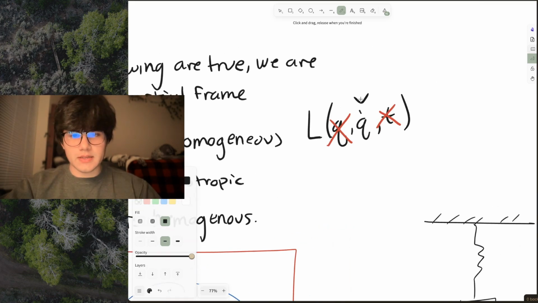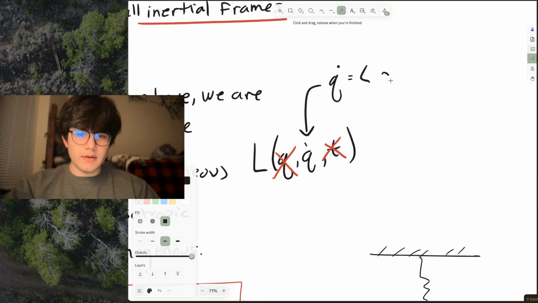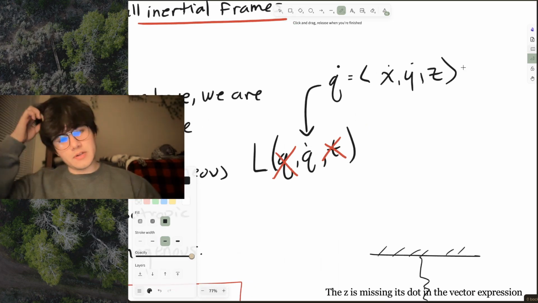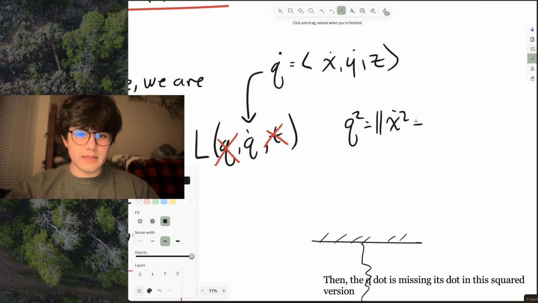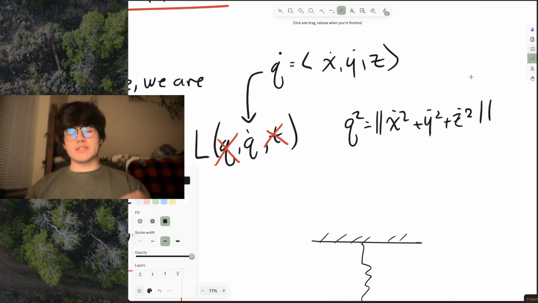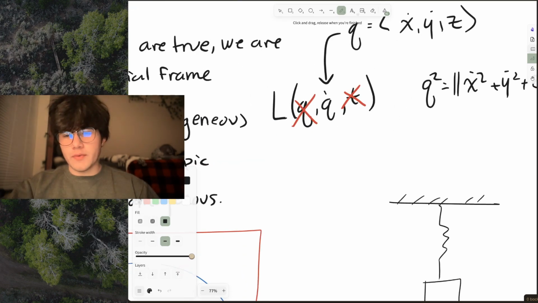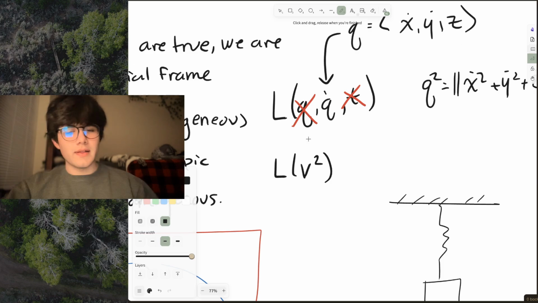So think about this q dot, right? This q dot is some vector of x dot, y dot, z dot, and this inherently has some sort of direction. So if we raise it to an even exponent like 2, then it turns into something like this, which is a scalar and doesn't have any direction. So if we make our Lagrangian instead a function of q dot squared, or I should say v squared, just to match what Landau does.